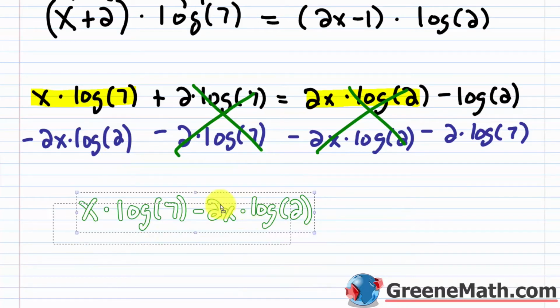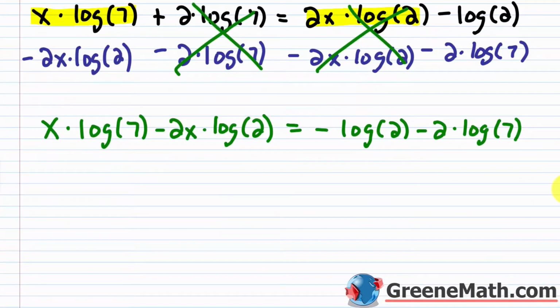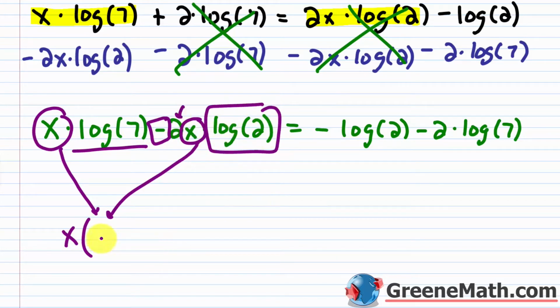Let me scooch this down a little bit. And this will be equal to, my right side will be what? I'm going to say that I have the negative of log of 2, and then minus 2 times my log of 7. Okay. So how do I solve for x? Again, I want to just think about factoring it out. So if I factor out an x from here and here, what would that leave me with? So this comes out, so I have x out in front. And inside the parentheses, I have the log of 7 minus, you're going to have this 2 here times this log of 2 here. So I would have log of 7 minus 2 times log of 2.